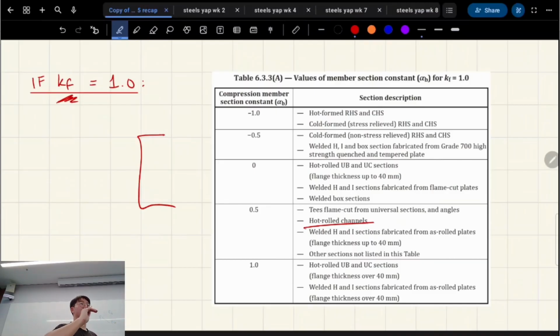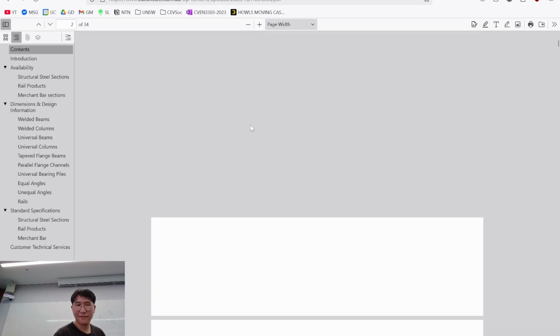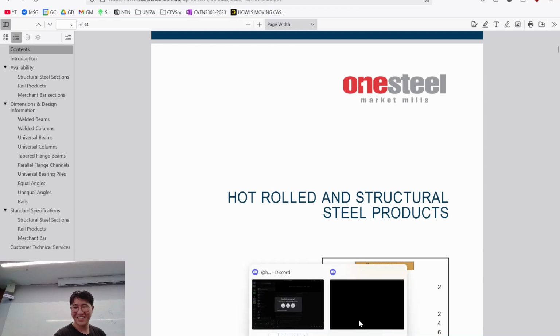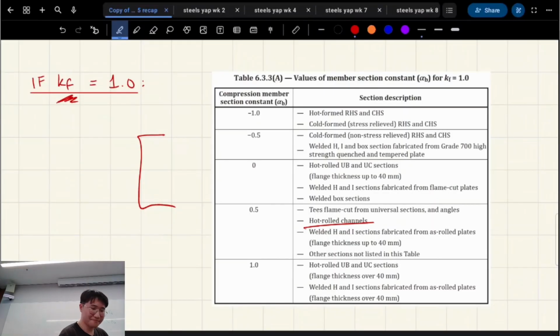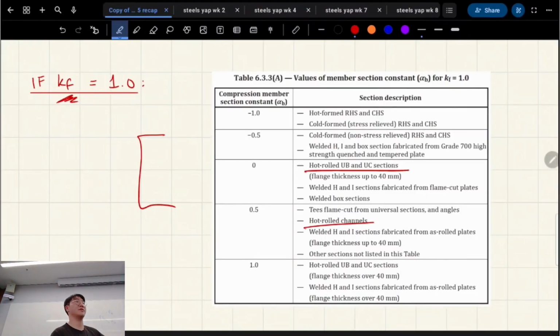Now, if I just quickly go to OneSteel again, right? And I go to the very start. OneSteel produces hot rolled products. So that answers your question if you had it about whether it's hot rolled or cold formed. It's hot rolled, right? If it's from OneSteel, basically. So yeah. But hot rolled products can still have different values based on the type of section it is, right?